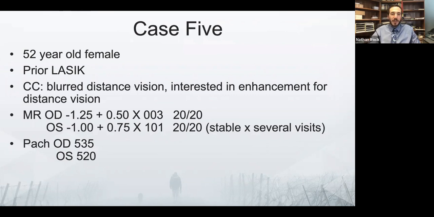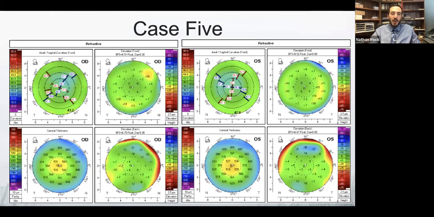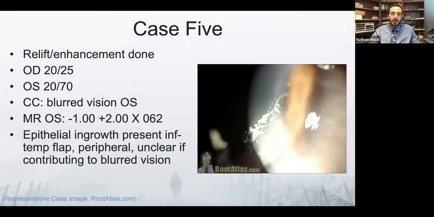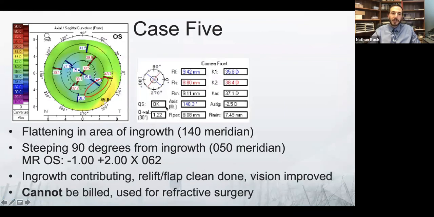We did perform an enhancement. This was their topography prior to the enhancement. The enhancement was done by a relift, which is sometimes preferred because of the faster healing. Unfortunately, the patient went on to develop epithelial ingrowth in the left eye, which resulted in blurred vision. The prescription was plus 2 axis 62, which is important.